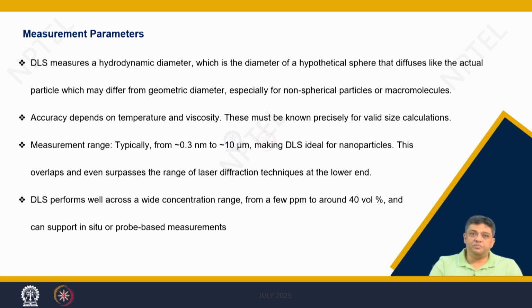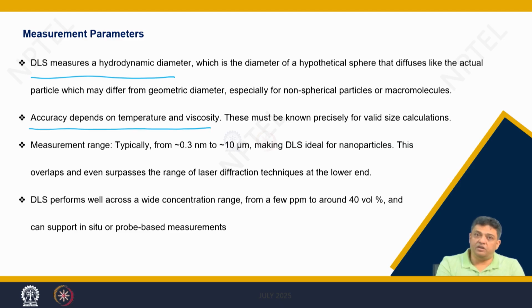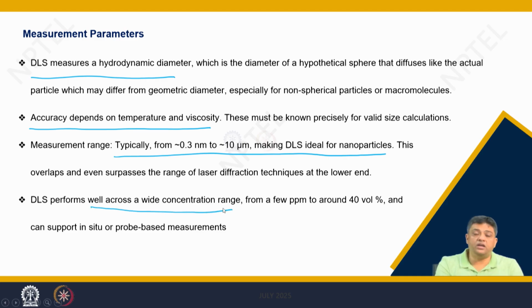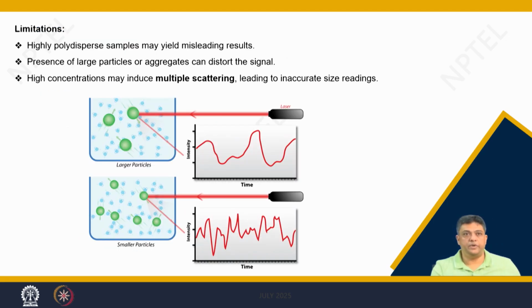If you look into DLS measurements, you will find it can measure the hydrodynamic diameter. Its accuracy depends obviously on temperature and viscosity, and there is a range in which DLS can give you reasonably high quality data. It can work across a wide concentration range, from ppm to around 40% dispersion concentration, and can also support in situ or probe based measurements.